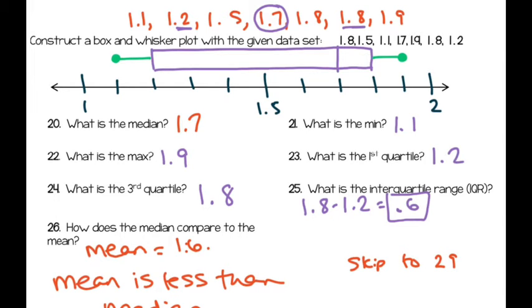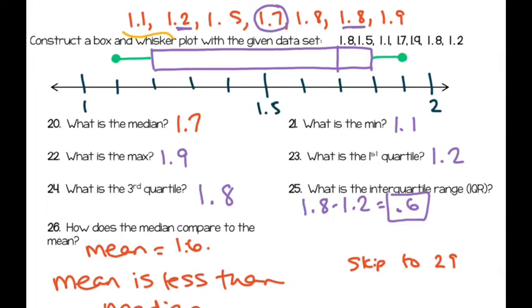Okay, here's what you should have for your box and whisker plot. You do have to put the numbers in order. If you forgot to do that, then you've probably got it wrong. So you need to put them in order. And then you've got your max and your min, the 1.1 and the 1.9. You've got your first quartile, which comes out to be 1.2. So if you found the median, the 1.7, that's right in the middle. You've got 3 on either side.